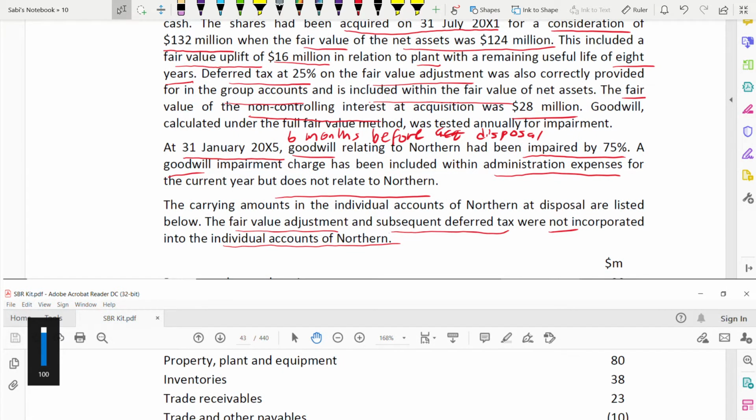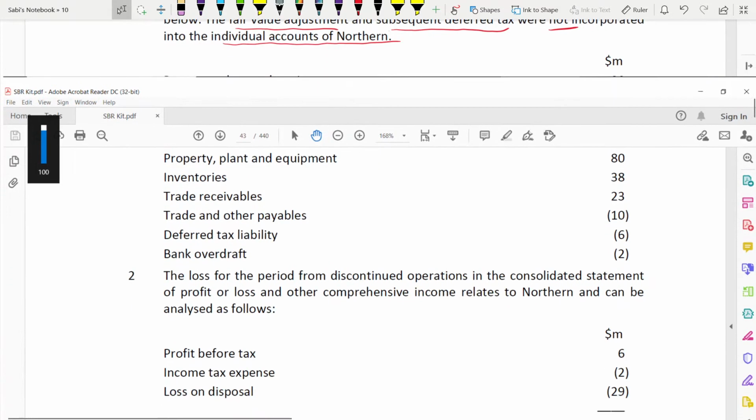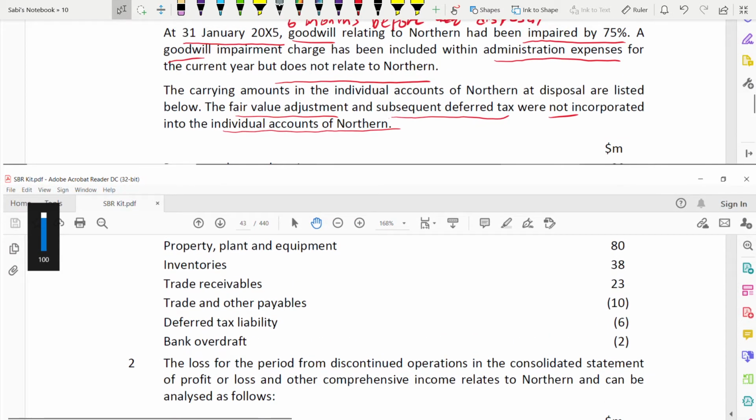You need to know how to learn individual accounts as well as how it will look in the consolidated accounts as well. Okay, so you have been given these items: property, plant and equipment, inventory, trade receivables, trade payables, deferred tax liability, bank overdraft. This deferred tax liability is not relating to that deferred tax. This deferred tax 6 million is some other deferred tax liability. It is not relating to the fair value adjustment 25%, not that one.